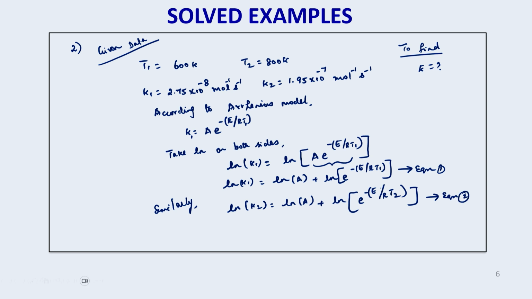Subtract equation 2 from 1. So it will be equation 1 minus equation 2. On the left side, in equation number 1 it is ln of k1, and the left hand side of equation 2 is ln of k2, so minus ln of k2.